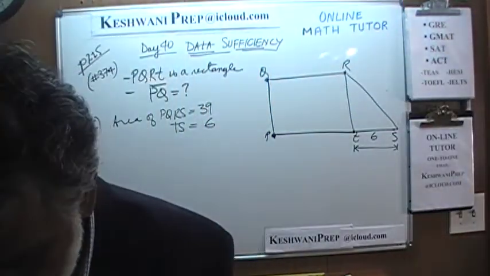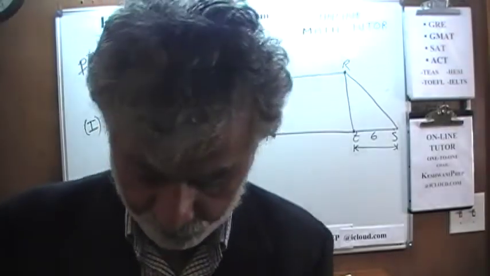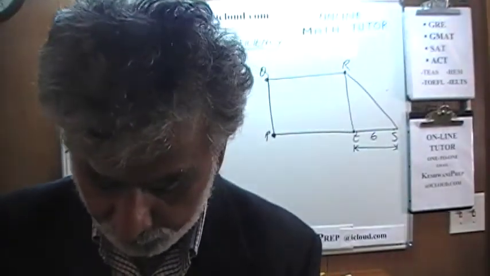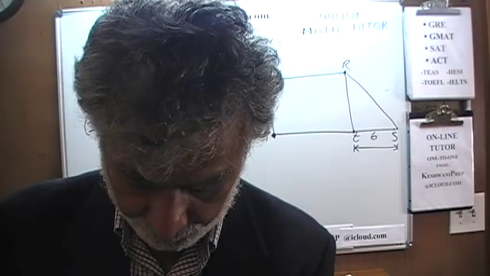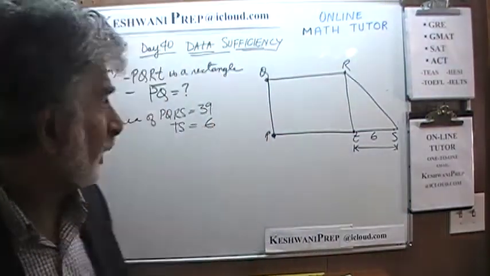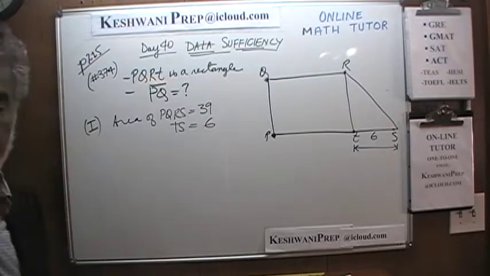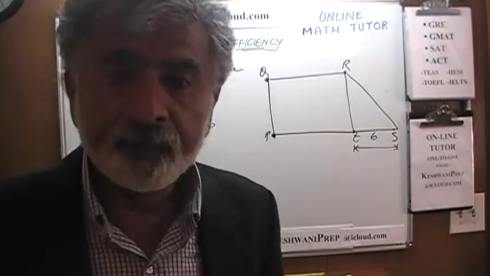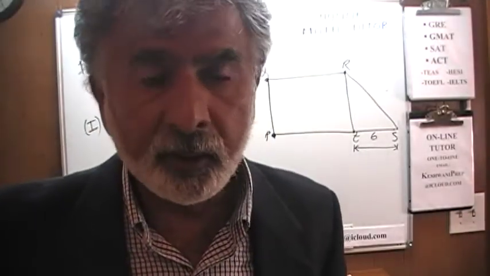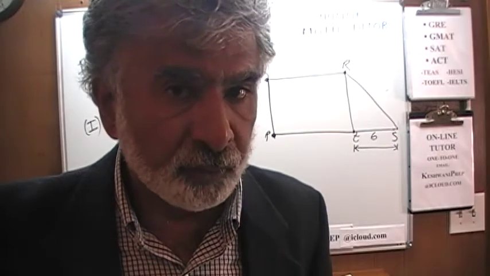Today, we will solve some data sufficiency problems that you will find on page number 215. Turn to it, make sure the book is in front of you. Turn to page 215, the very first problem, number 374.